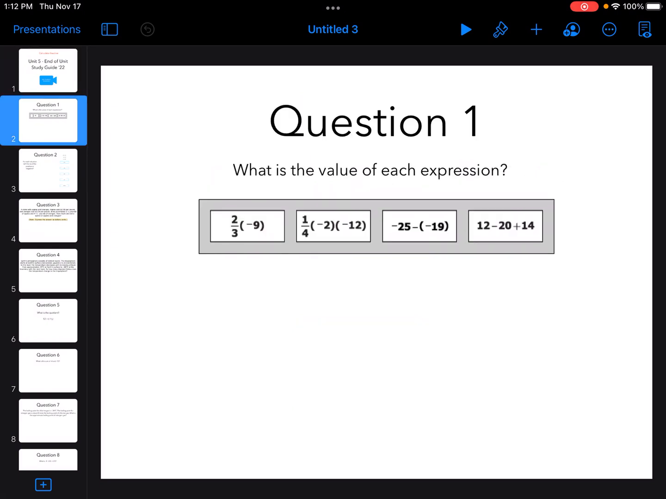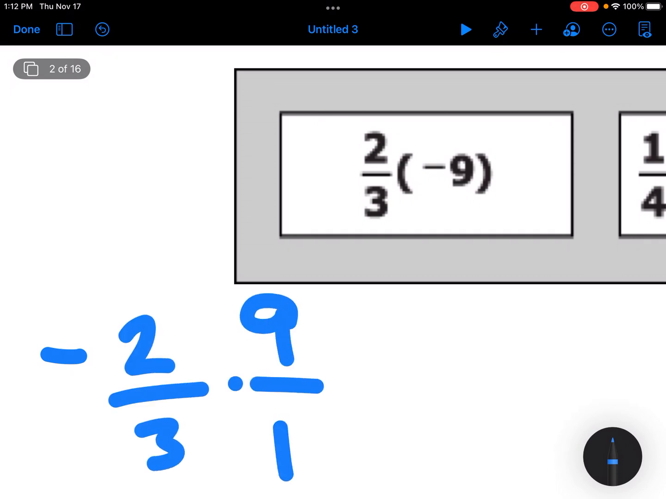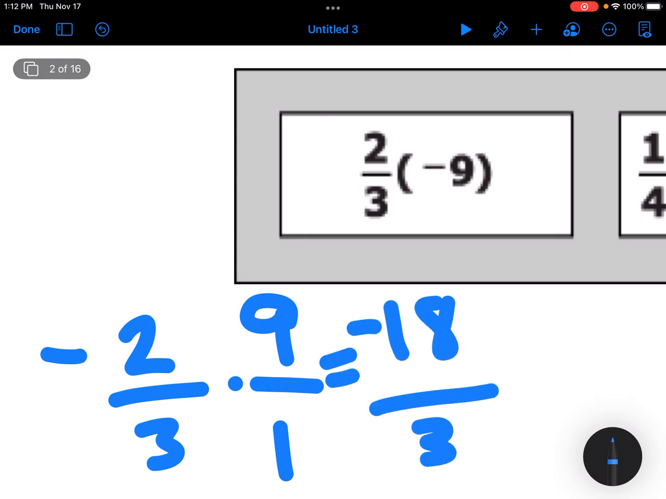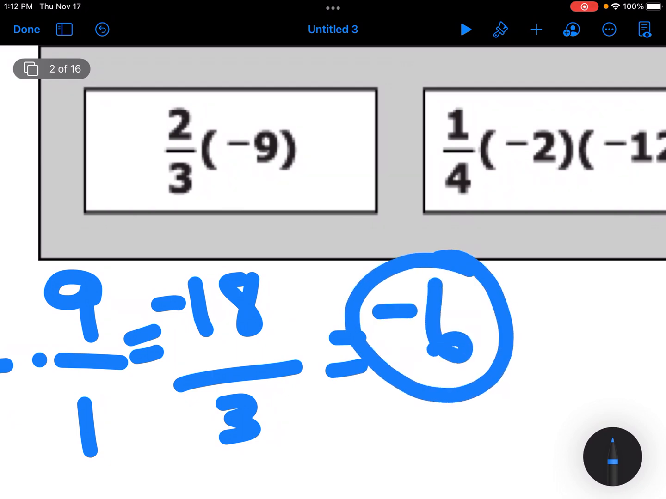So we have our Unit 1, question 1, what is the value of each expression? So we've got 2/3 times -9. I know my answer is going to be negative because my signs are different and I'm multiplying. So I have 2/3 times 9/1. So I've got 18 and it's going to be negative over 3. So that gives me a -6.